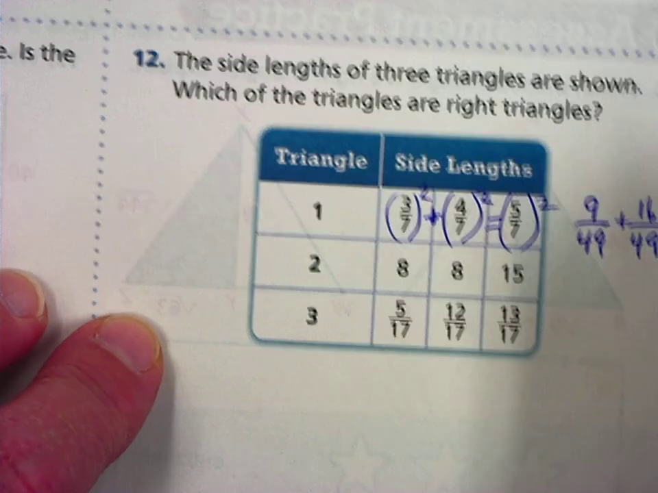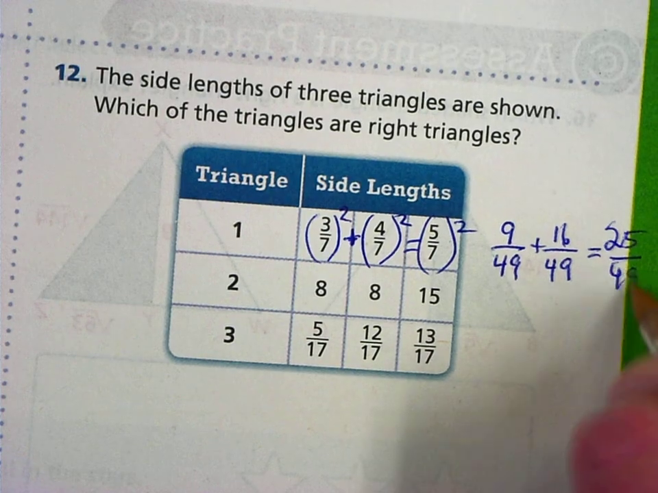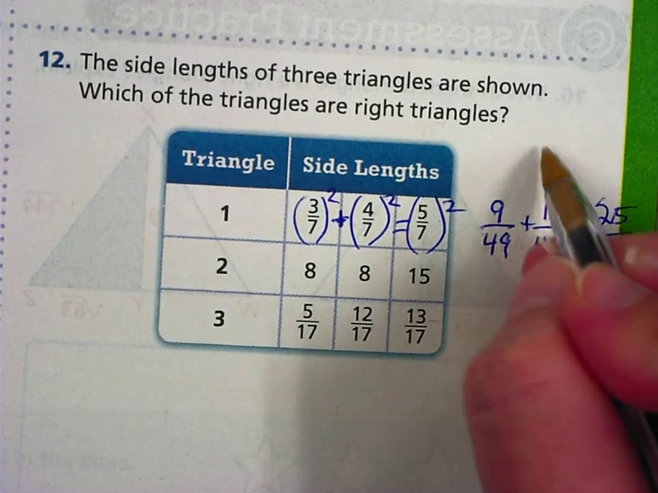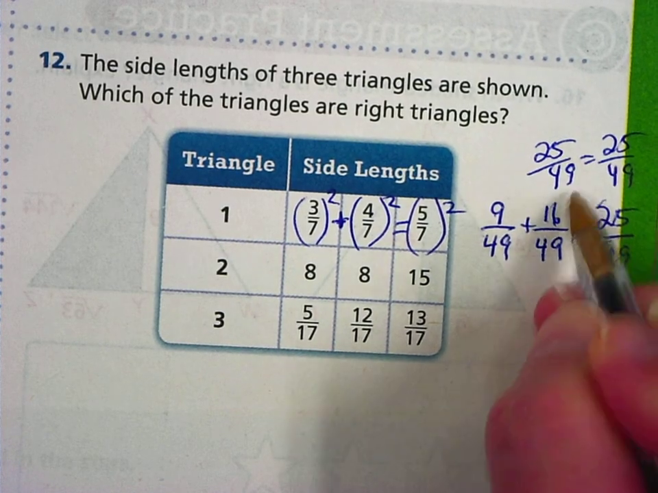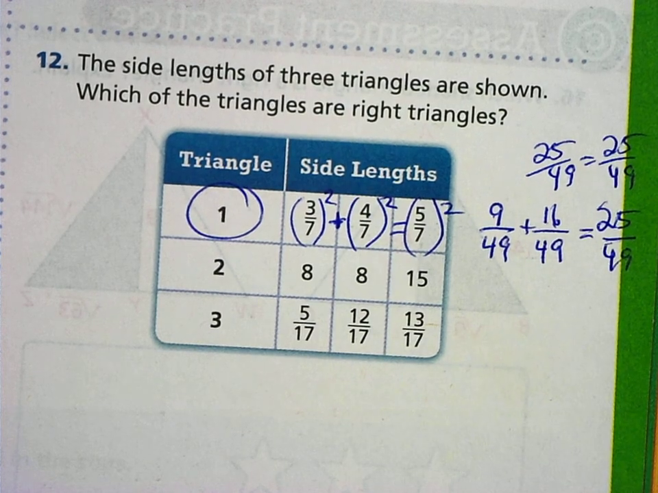5/7 times 5/7 is 25/49. And now because the denominators are the same, let's add the top. So 9 plus 16 is 25/49 equals 25/49. Since that is true, triangle 1, those are three sides of a right triangle.